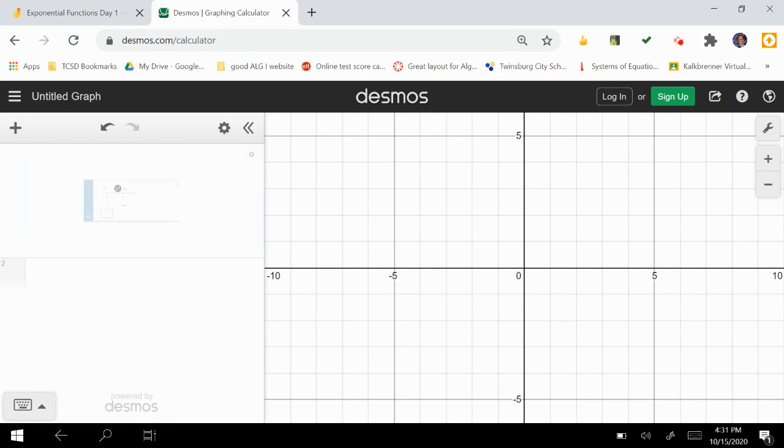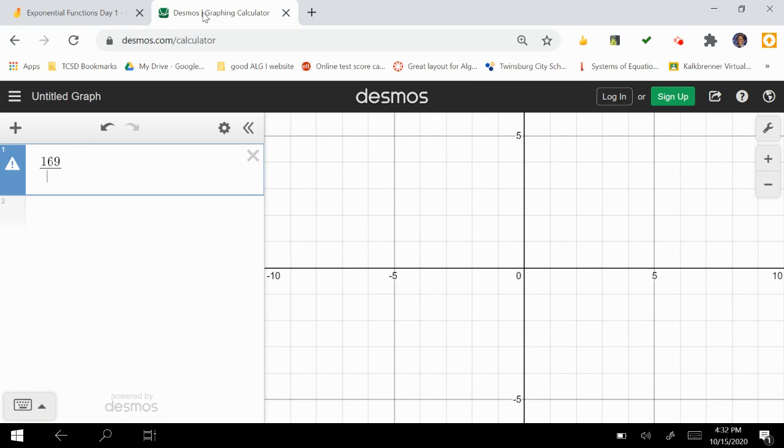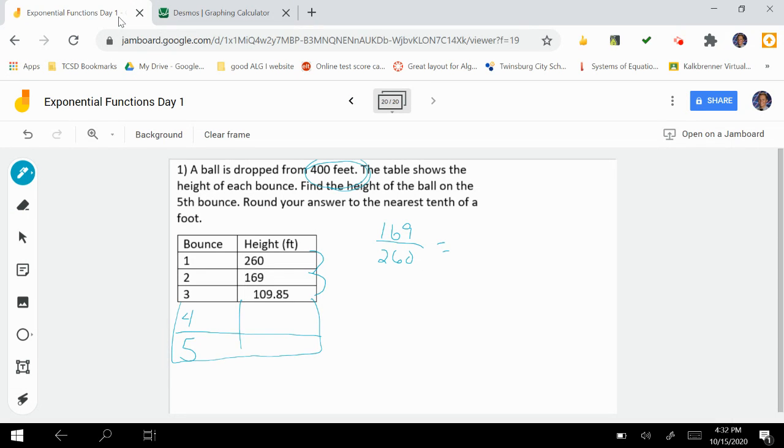Type that into Desmos. What do we get? It was 169 divided by, I already forgot, 260. That's what I thought it was. Get it back in the denominator. Boom. That rate of change is 0.65. So we have a decay going on here, right? Which makes sense because every time it bounces, it's going to bounce less high, less high, and less high.